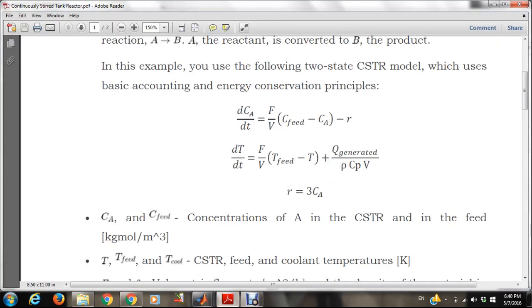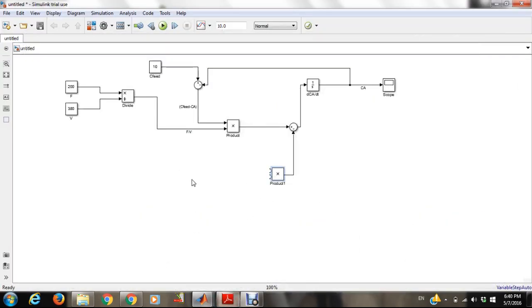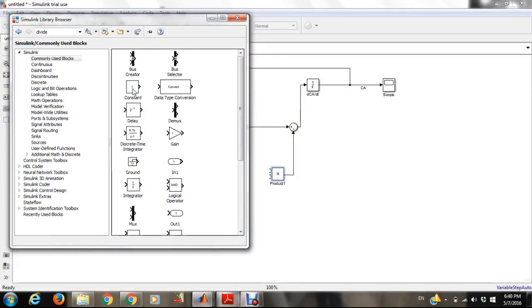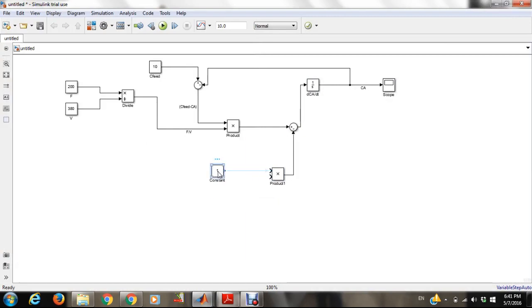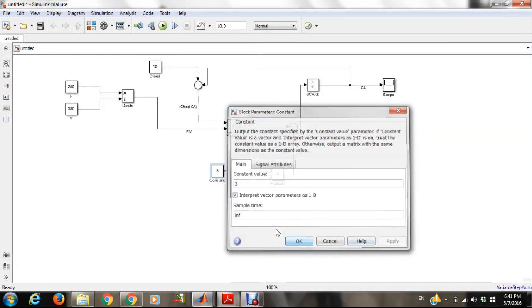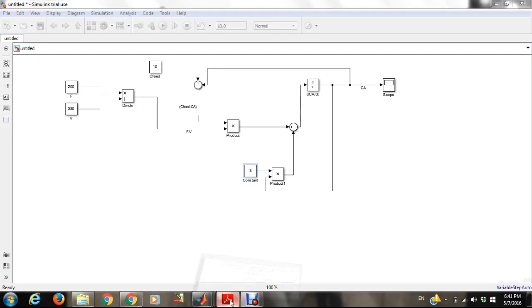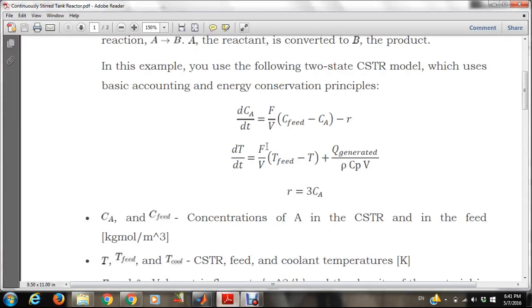It's 3CA. So I'm going to create a constant block here to be 3, and multiplied by CA. So there you have it. That's the first equation we have. This is dCA over dt equals F over V times (C feed minus CA) minus R.